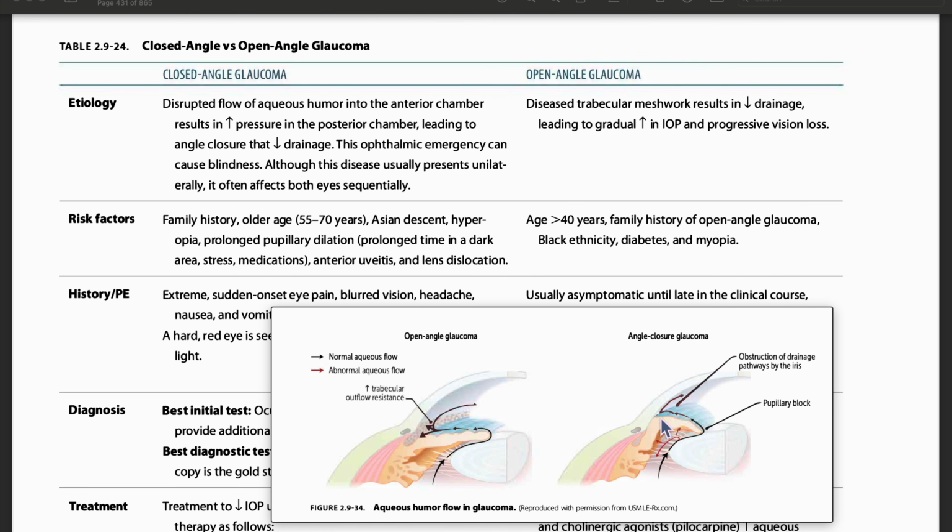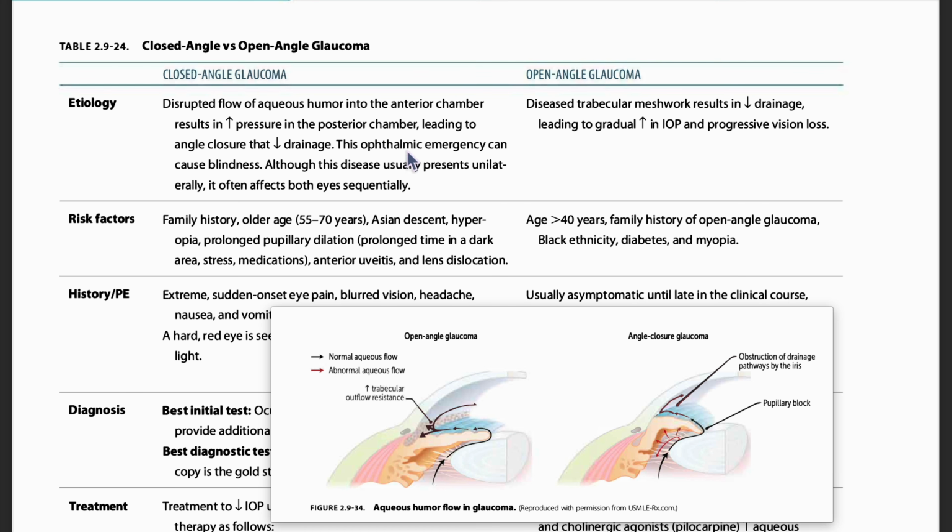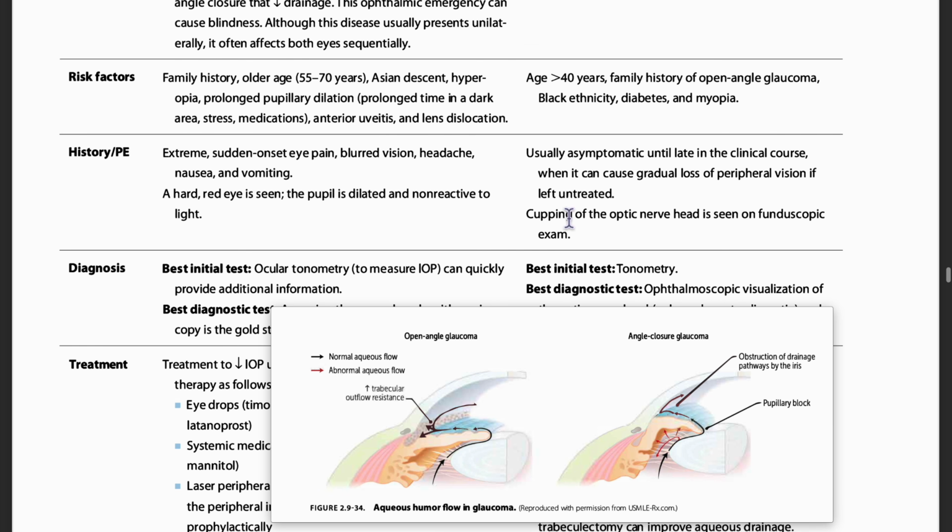Right here, so it presses up against it, so the trabecular meshwork pathway is blocked. This ophthalmic emergency can cause blindness. Although this disease usually presents unilaterally, it often affects both eyes sequentially. Risk factors here are family history, older age, 55 to 70 years, Asian descent, hyperopia, prolonged pupillary dilation, prolonged time in a dark area, stress, medications, anterior uveitis, and lens dislocation.